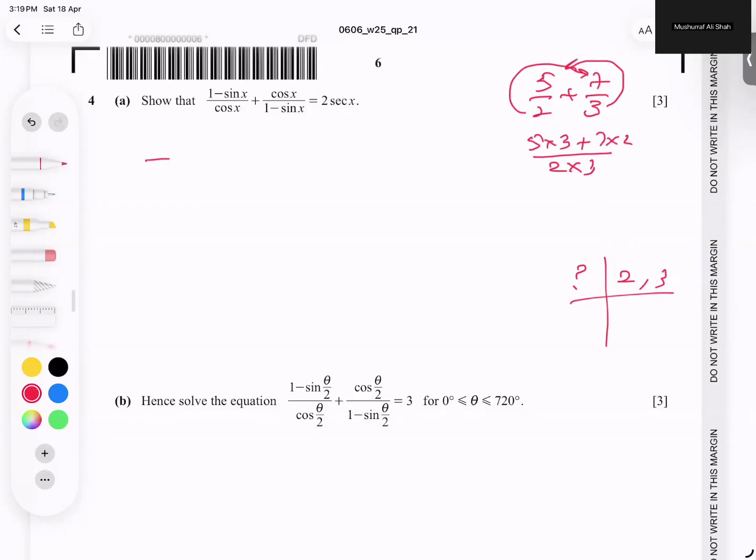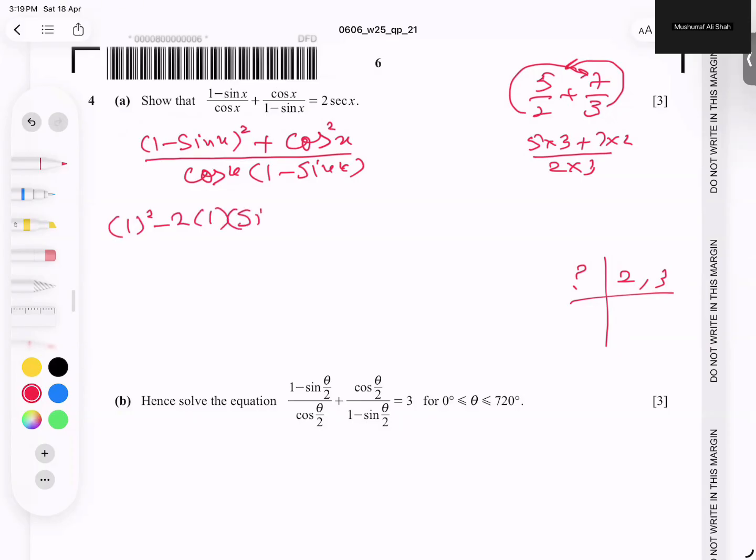Same here. We cannot take a common factor, so cos x into 1 minus sin x is the LCM. And this multiplies here and this multiplies here, this is the butterfly method. 1 minus sine and 1 minus sine will give you a whole square. Cos into cos will give you cos whole square. So I have to open the squaring identity: first term square, negative 2 into first term into second term, and plus second term square. I think it is very, very clear.